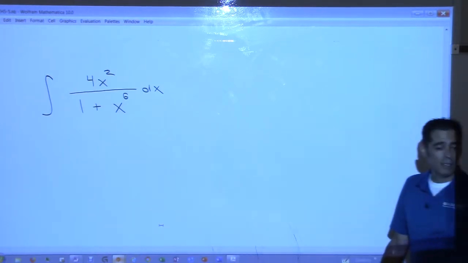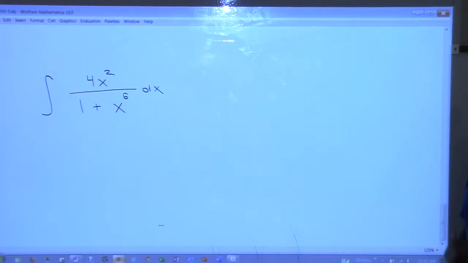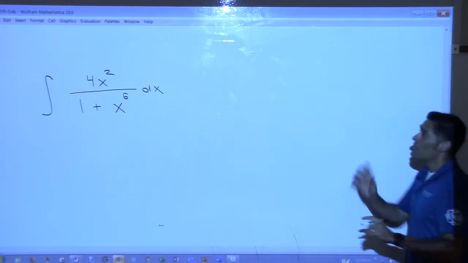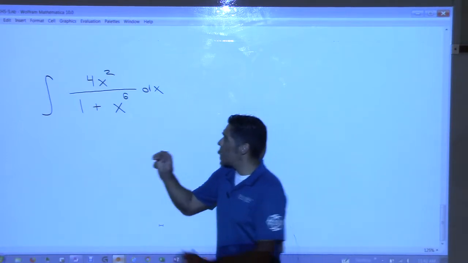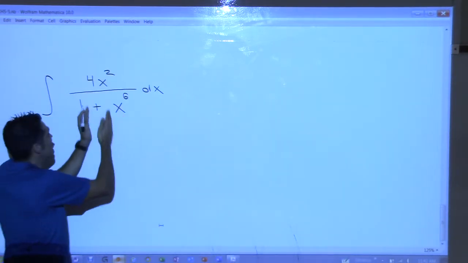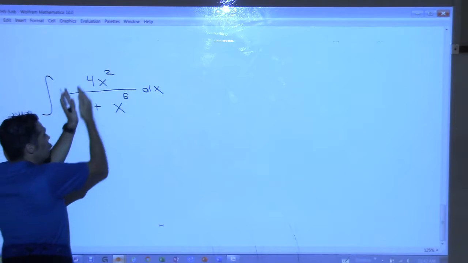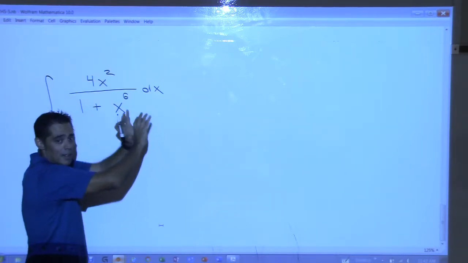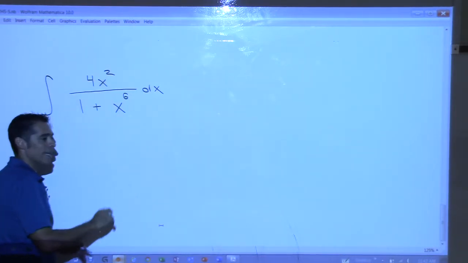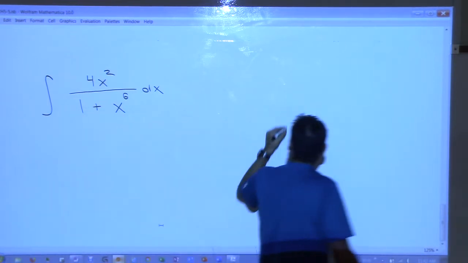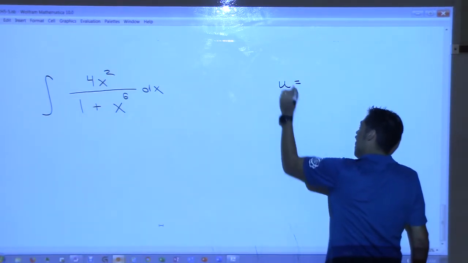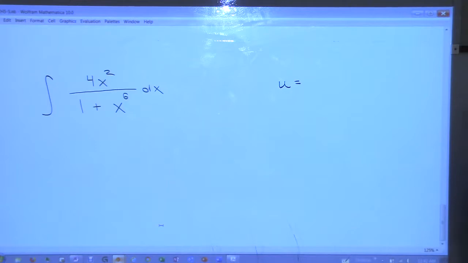Would you agree? Okay, so this one is not so obvious maybe of what the substitution should be, and I will concede that. That's why I put it up on the board. So let's just go with some. Can we rule out that we cannot split this up, like we can't do 4x squared over 1, 4x squared over x to the 6th? That's algebraically wrong. So the only other thing we have right now is substitution. So step up and take a swing.